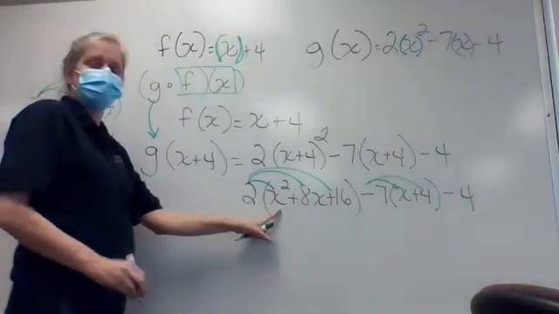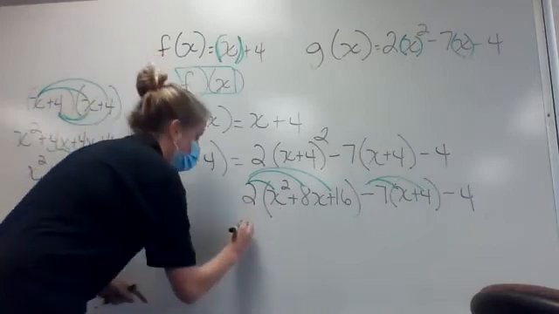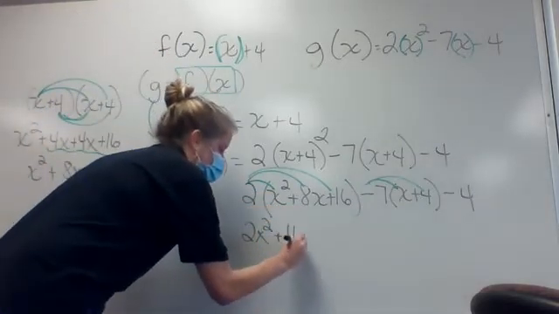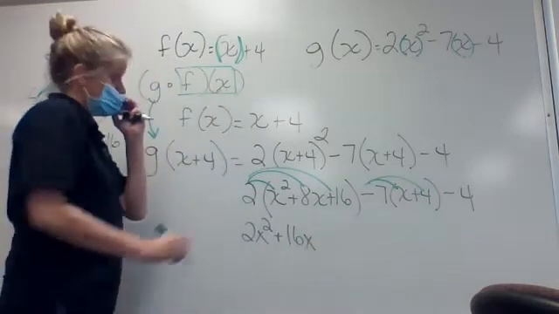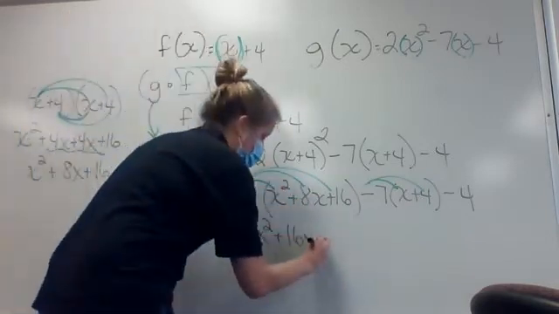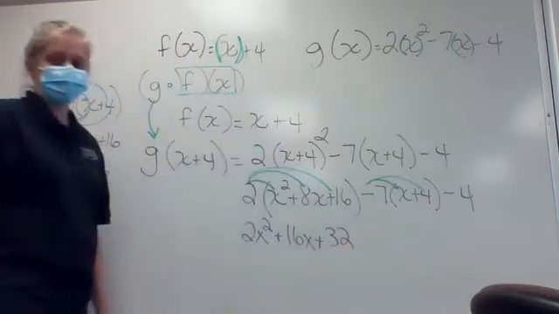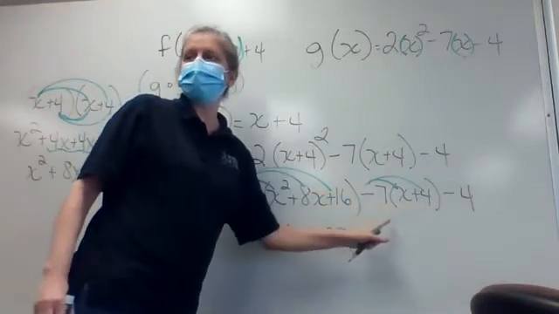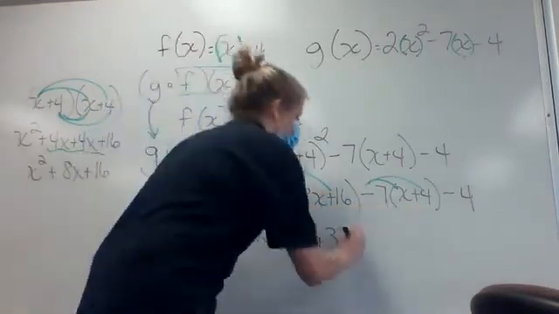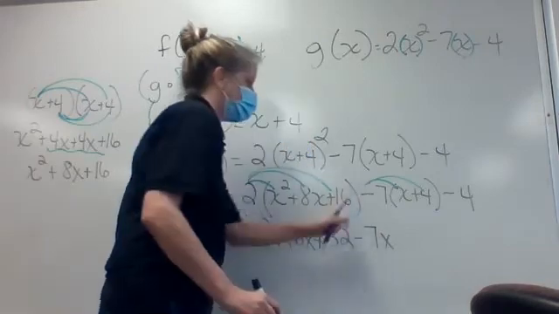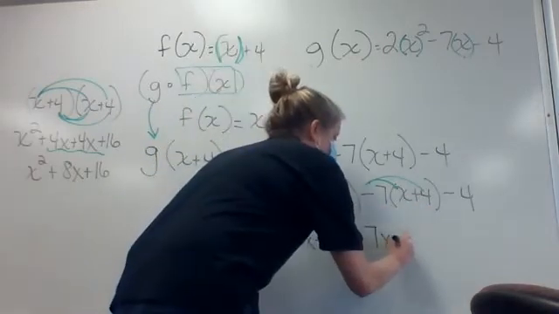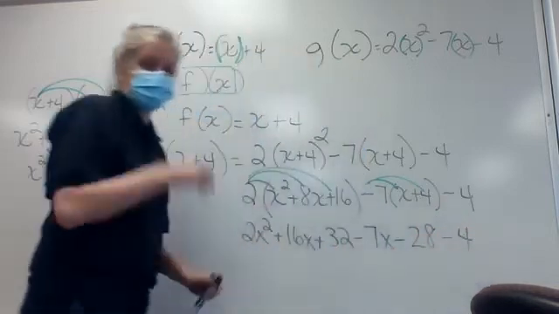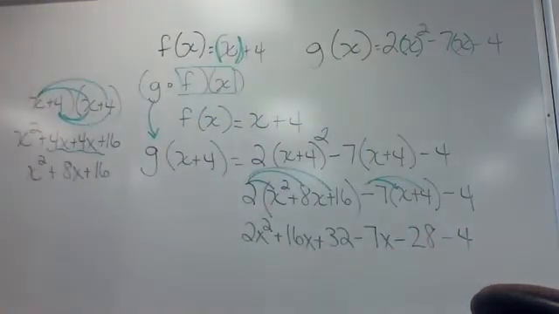So let's see. 2x squared. 2 times 8 will give me plus 16x. 2 times 16 gives me plus 32. Now distribute this negative 7 to remove these parentheses. So negative 7 times x is negative 7x. Negative 7 times 4 is negative 28. Drop down the minus 4 and then combine your like terms.